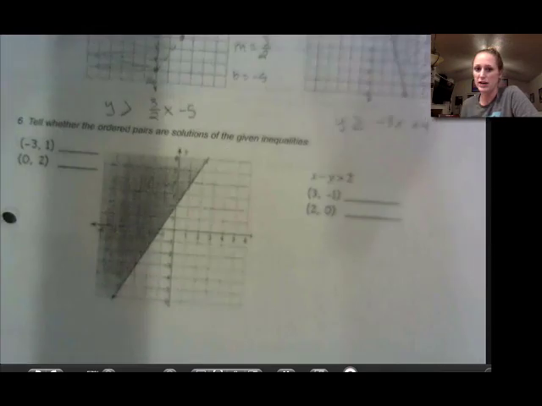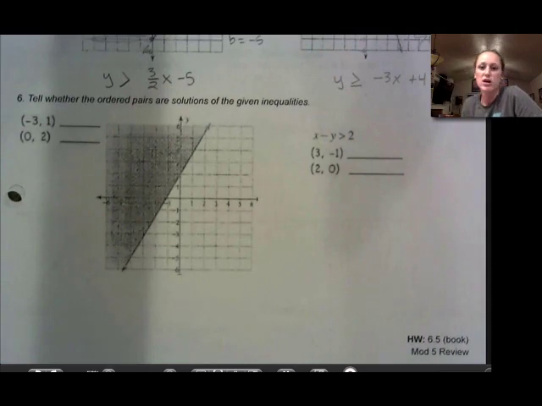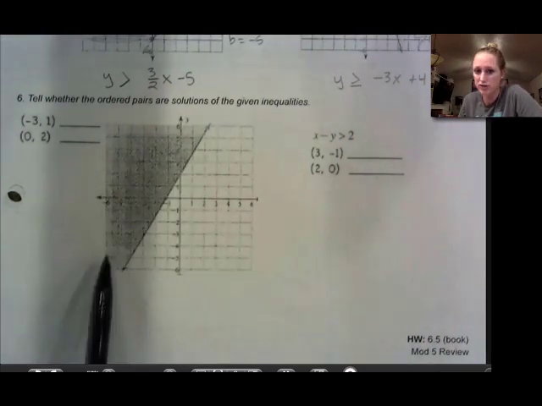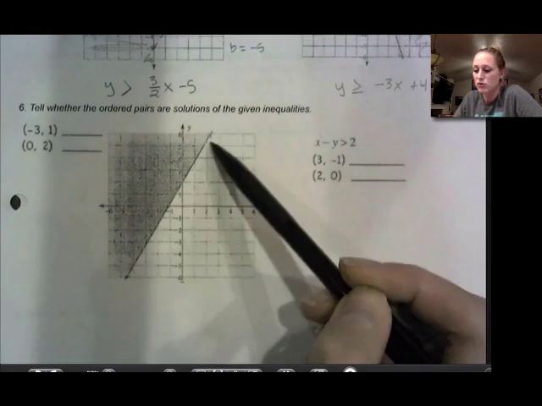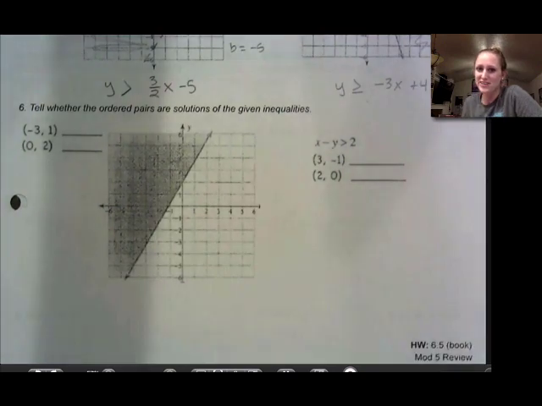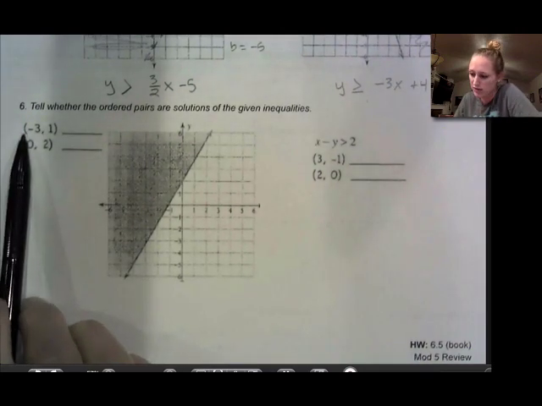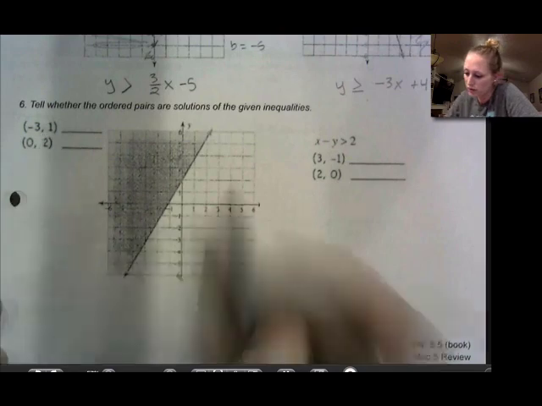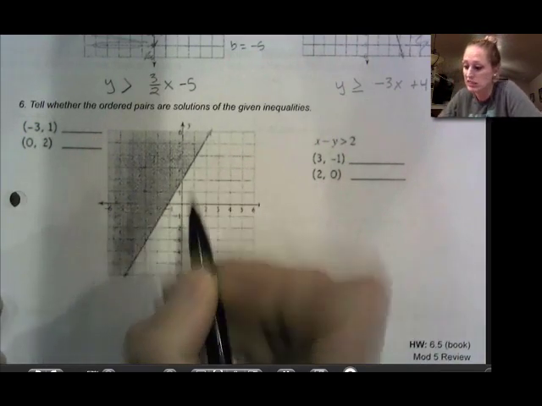All right, okay, last one here, we are going to tell whether or not these points are solutions. So if it is in the shaded region or on a solid line, it is a solution. Now, if this was a dotted line, points on the line are actually not solutions, okay? So that's really good to know. All right, so we're going to look at this guy. So here, -3 and 1. So -3 up 1, that point is in the shaded region, so this is a solution.